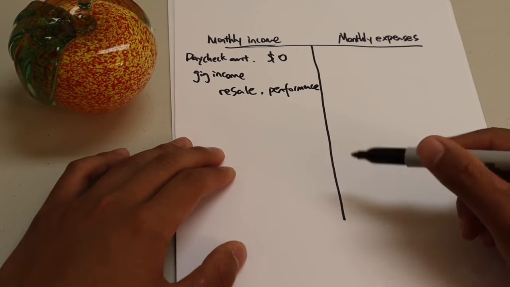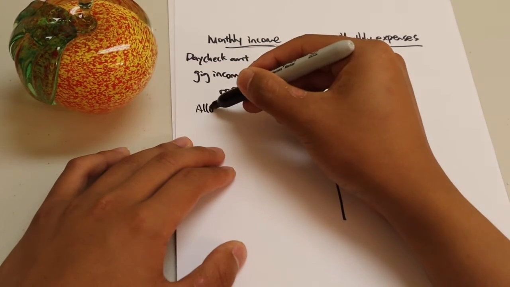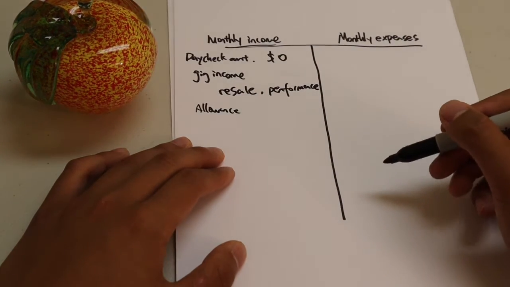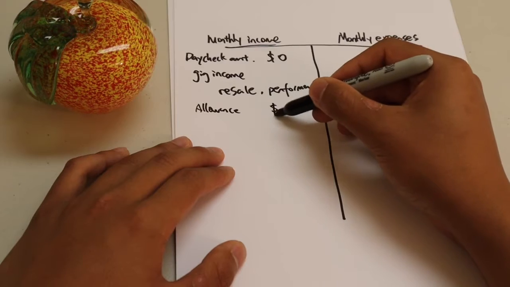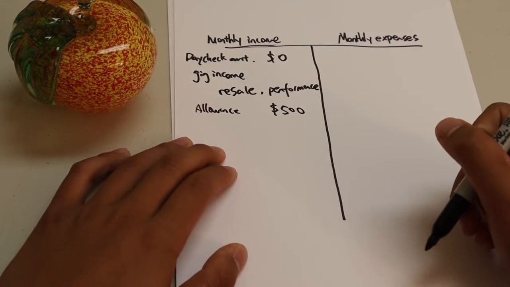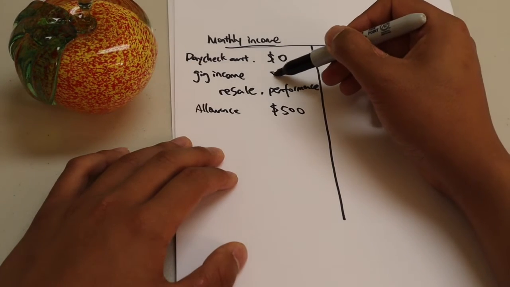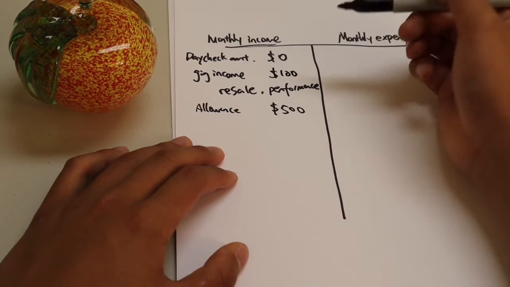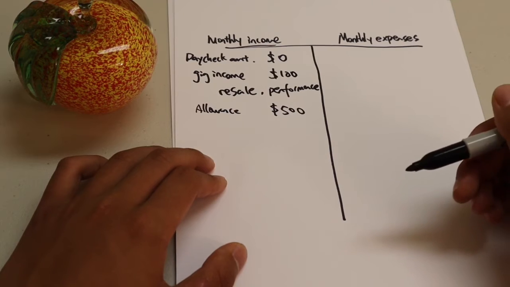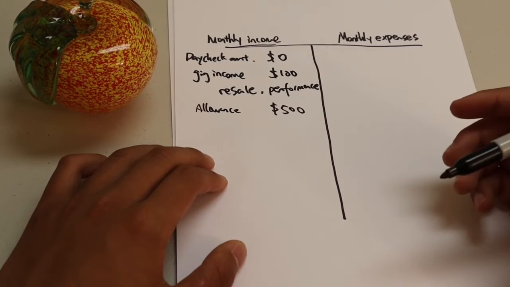If your parents spoil you, you might have a monthly allowance. I have a monthly allowance of $500, which is not that much, as it accounts for all the expenses that I will list next. Oh, by the way, the gig income is $100. I mow my neighbors' lawns, not so frequently, but at least 5 times a month.